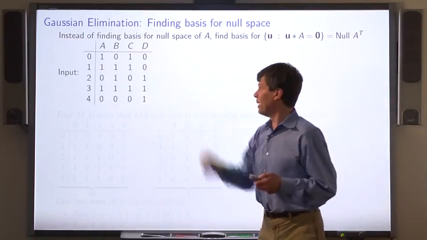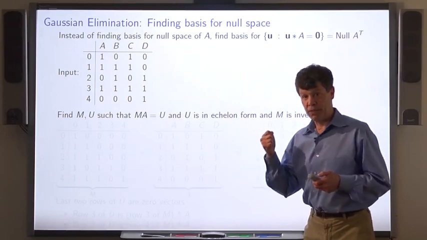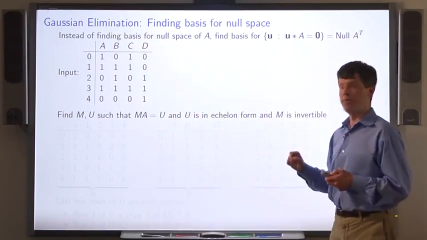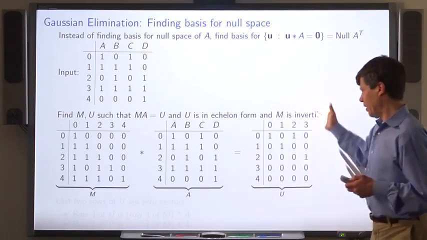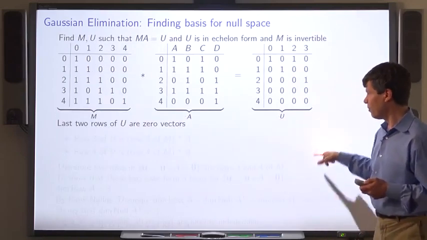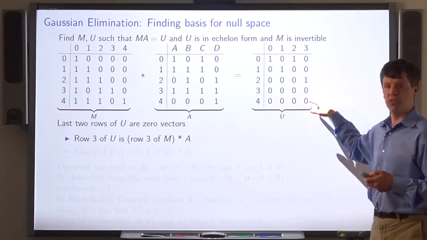Let's say this is the input matrix. So we find matrices M and U such that M times A equals U, and U is in echelon form, and M is invertible. Here's the solution to that. Now notice that the last two rows of U are zero vectors.